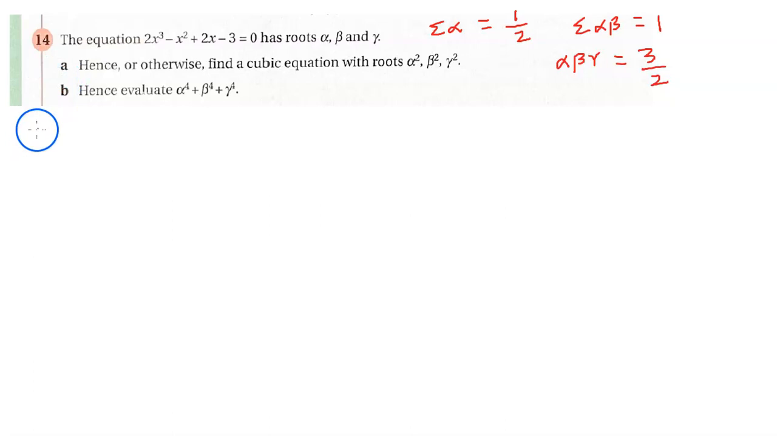Alright, so part A asks us to find a cubic equation with roots alpha squared, beta squared, gamma squared. So we can go ahead and use our substitution, and I guess the easiest way is to put all the even powers on one side and the odd powers on the other, and then square both sides. So 2x cubed plus 2x is equal to x squared plus 3.